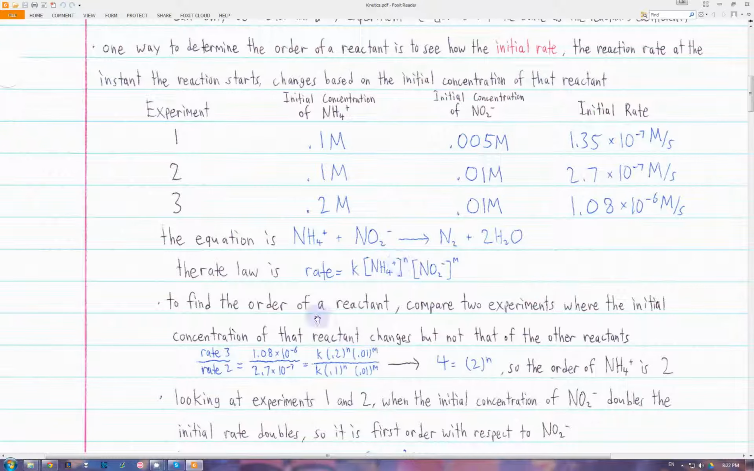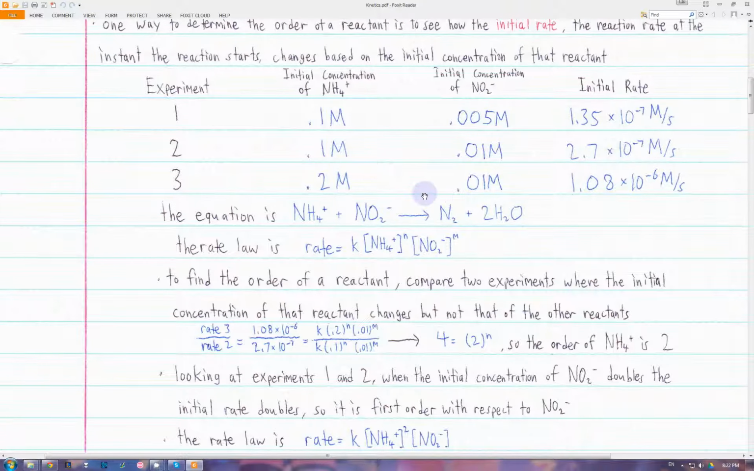And so this is how the method of initial rates works out mathematically, but really for most of these simple problems, all you have to do is look at the data. So you see experiments 2 to 3, the initial concentration of NH4 plus doubled, the initial concentration of NO2 stayed the same, and the initial rate quadrupled. So if this reactant concentration doubles and the rate quadruples, it's going to be second order.